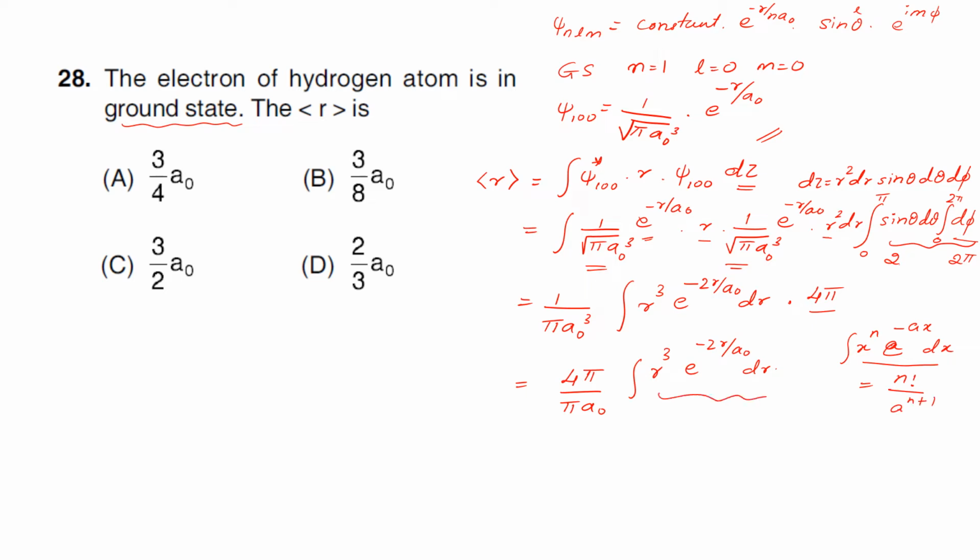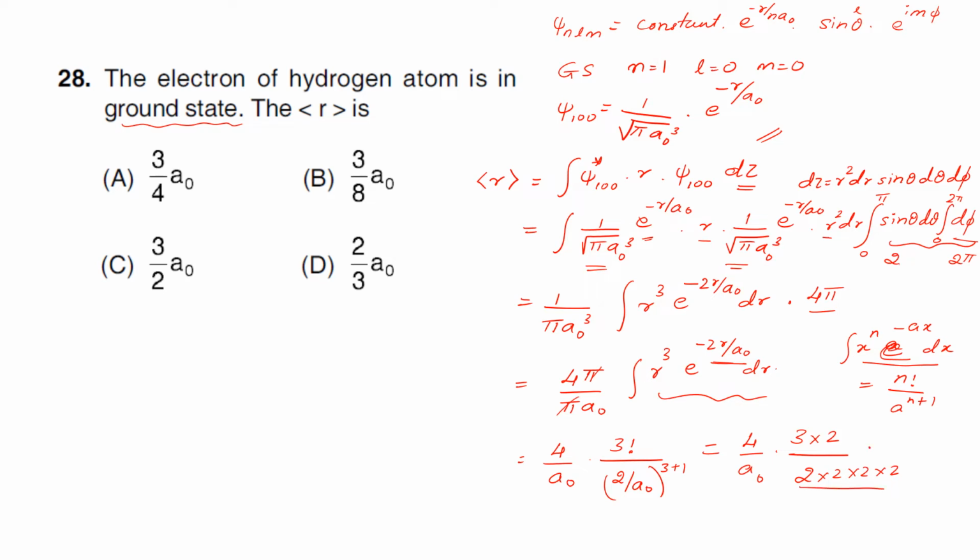Apply for this integral. So here pi and pi cancel, 4 upon a naught. So r cube, value of n means 3, therefore 3 factorial divided by, so here comparing e raised to minus x with e raised to minus 2r upon a naught, the value of a will be 2 upon a naught, therefore 2 upon a naught raised to n plus 1, that is 3 plus 1. 4 upon a naught into 3 factorial, 3 into 2, divided by 2 raised to 4, means 2 into 2 into 2 into 2.